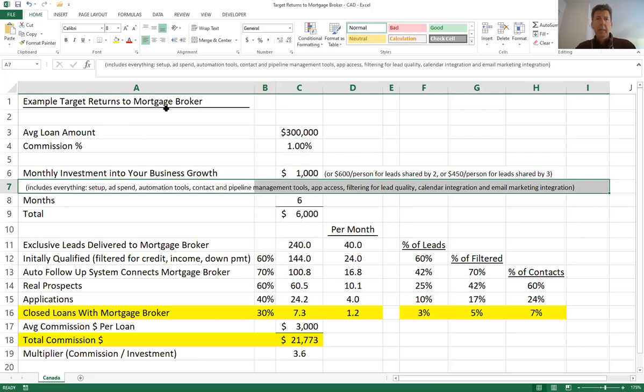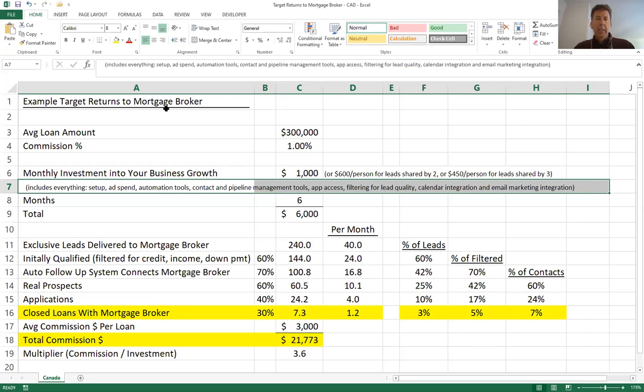Essentially, the contact and pipeline management tools, access to everything via an app, filtering for lead quality, all the calendar integration if you have an online calendar, and the reminders and email marketing, all that you saw in the previous video. So everything is included, just one number per month, for our working together.